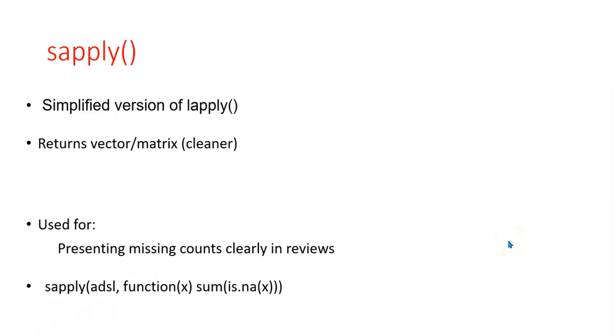Next comes sapply. Sapply is very similar to lapply. We use sapply for checking missing values too, but sapply is a simpler version of lapply because it gives output in a vector form, not in a list form. A list is somewhat more complex to understand, but sapply gives just a vector output, so we can easily analyze it. Basically, lapply and sapply both can be used for quality checks.